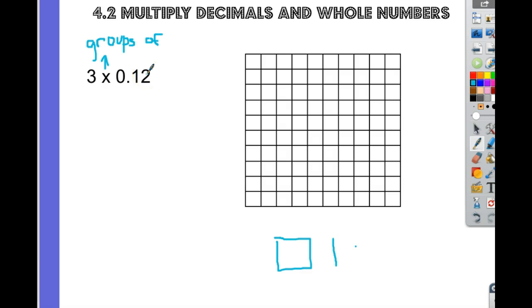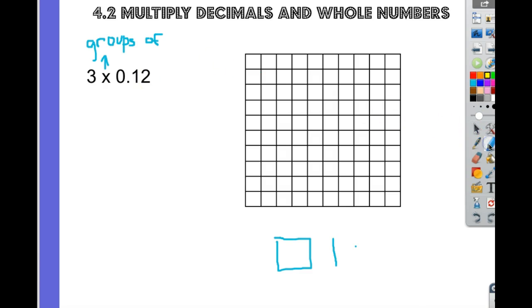The other thing that you can think of is basically when we are multiplying, it's basically repeated addition. So really, what we could do, which is not ideal when the numbers get bigger, is we could just add 12 hundredths 3 times and we would get our answer. So I'm going to show you guys real quick how we can use a flat to multiply decimals. So in our first problem here, we're going to be multiplying 3 times 12 hundredths, or we're going to find 3 groups of 12 hundredths.